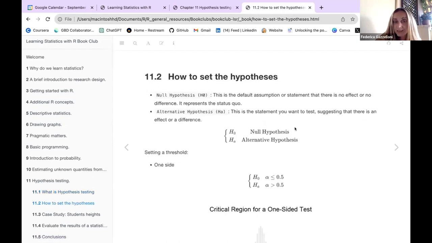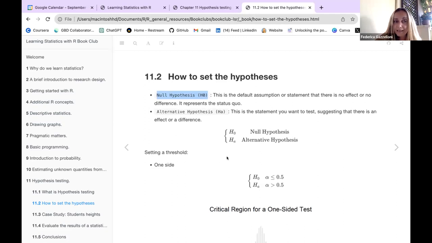So how to set the hypothesis? As I said, we have a population and something that happens within this population, and so we make a hypothesis about whether something happened or not, or if this thing that happened is within a certain range. Our first hypothesis is our null hypothesis, H0, which is our starting point, our status quo, so the default assumption. The alternative hypothesis, HA, is the opposite. If the null hypothesis doesn't hold, it would be the alternative hypothesis.